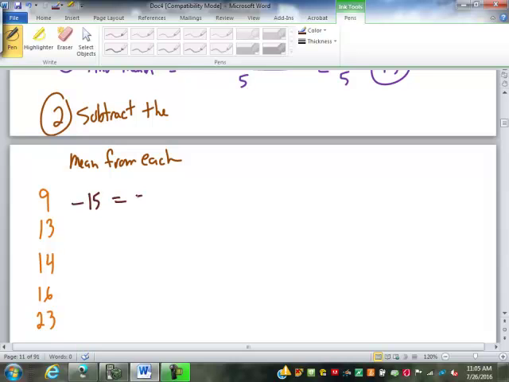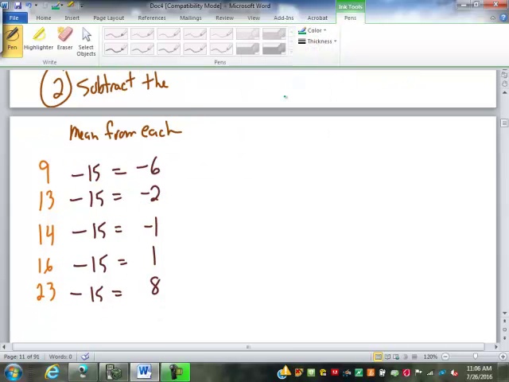So 9 minus 15 is a negative 6. 13 minus 15 is a negative 2. 14 minus 15 is a negative 1. 16 minus 15 is a positive 1. 23 minus 15 is 8. Now to double check, this doesn't mean anything to our calculation, but if you wanted to double check, if you add those up right here, they should add up to 0. Again, we don't need to do that, but if you wanted to double check, if it's not 0, you did something wrong. Either your mean is wrong or you subtracted something wrong or something.